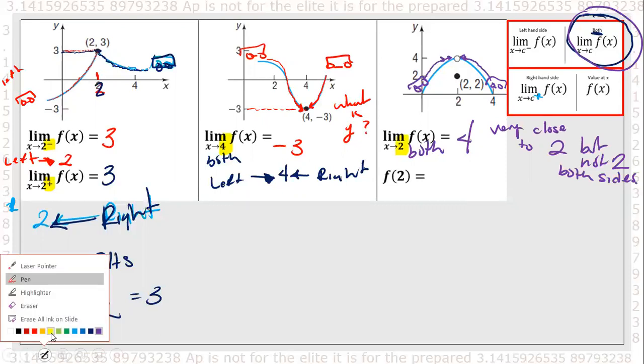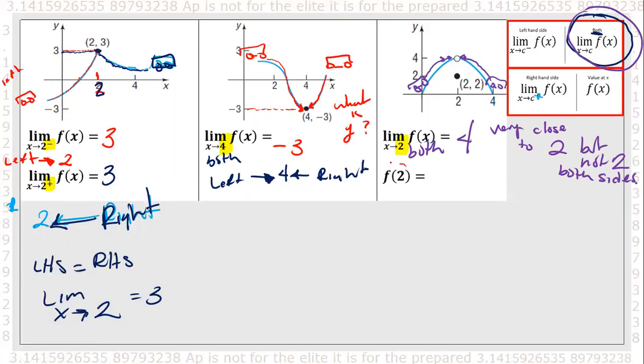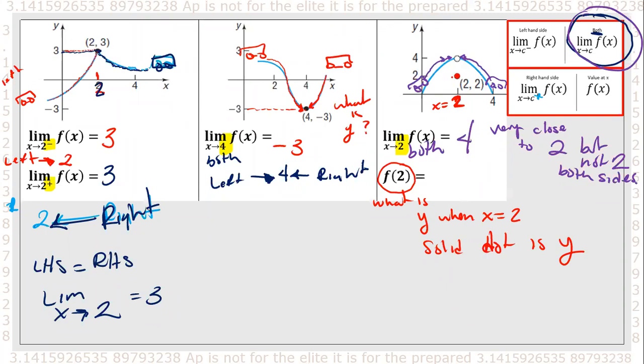Okay, the next thing is this right here, f of 2. This is asking us what is y when x equals 2. So let's go ahead and look at this. This is my x equals 2, right? X equals 2 is right here. What is that point right here? The solid dot. That is y, and we can see that that is just 2. So that is my answer.